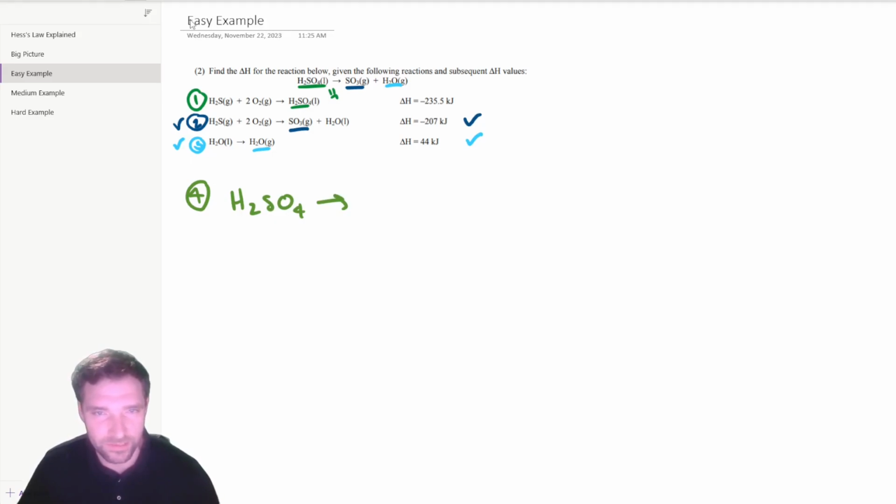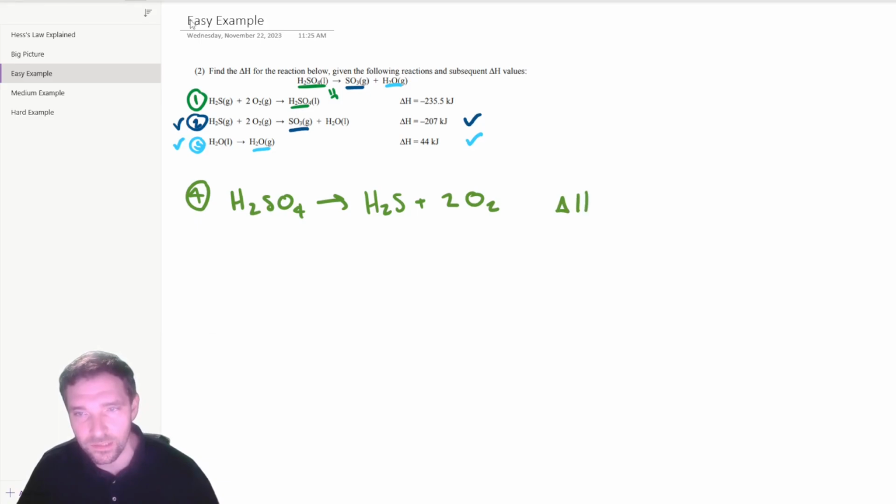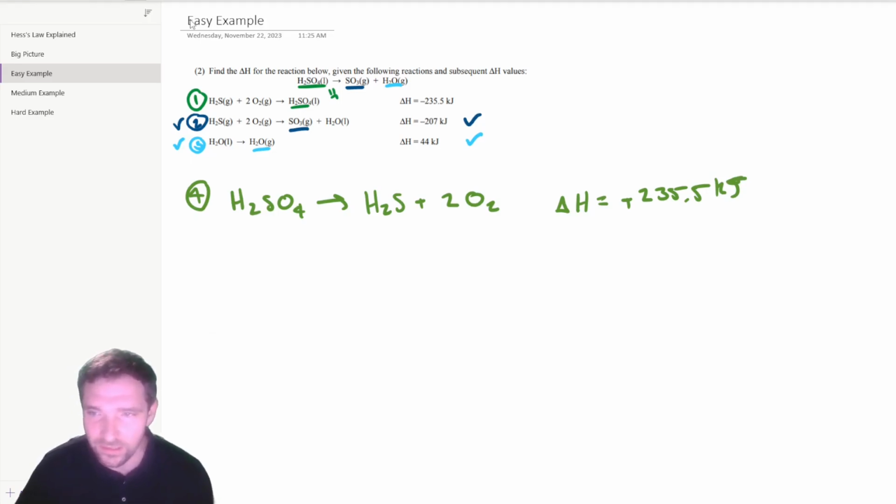I'm going to just drop the states of matter for these things to save a little bit of time, but you could imagine that we could add those in as well. So line 4 works out really nicely, and it looks like it's going to cancel out with some stuff from line 2 as well. But line 4 is changing ΔH now. We need to flip that sign. So that's going to be a positive 235.5 kilojoules, and this is really kilojoules per mole, or for the reaction.